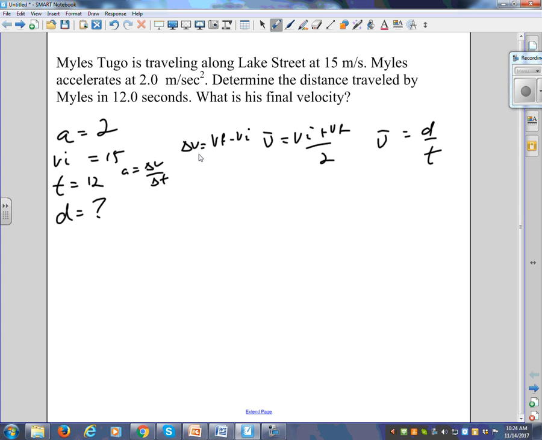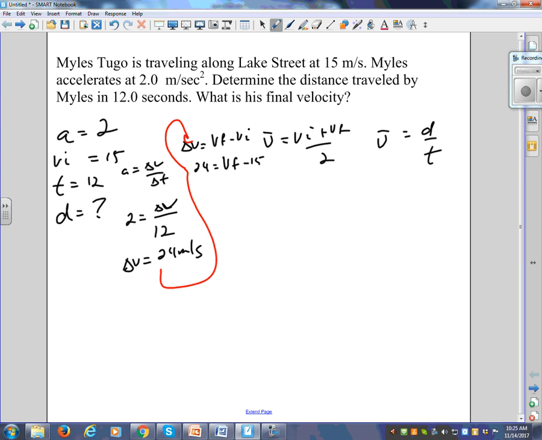Writing formulas is not a waste of your time. Okay, so what is the acceleration? 2. We're going to solve for change in velocity. And the time is 12. So we got 24 meters per second. That, again, is how much the velocity changes. Right? How much it changes. And now I can put that in there, right? So I'm going to put 24 is equal to VF. The VI is 15.